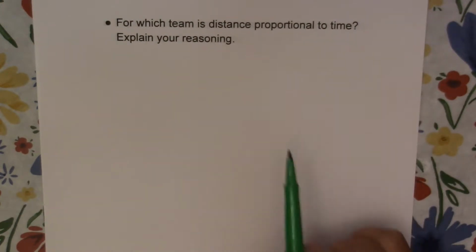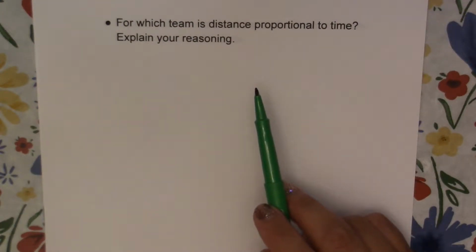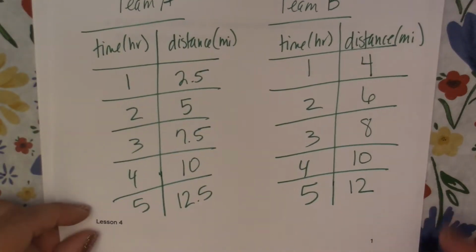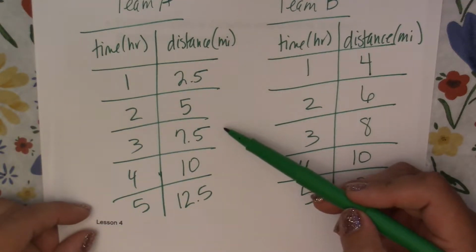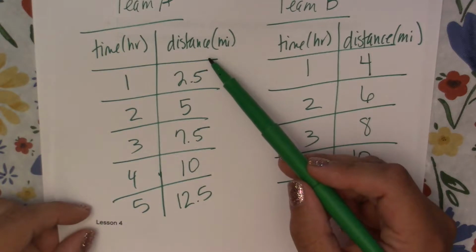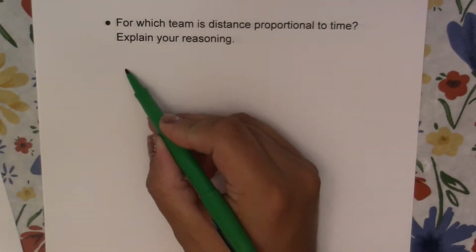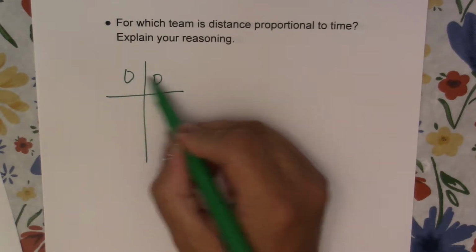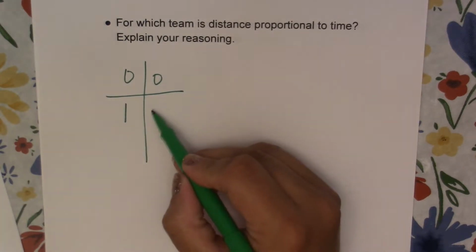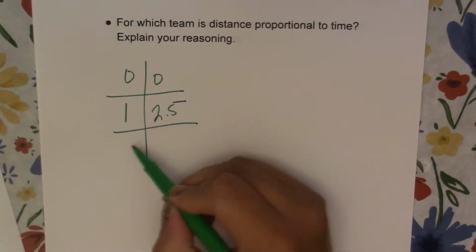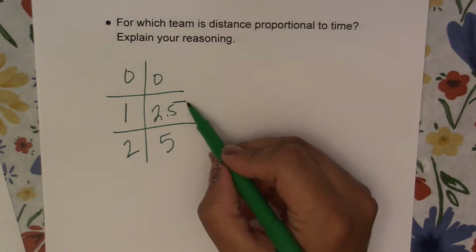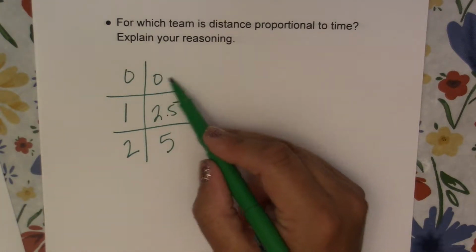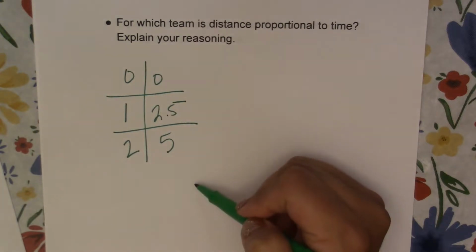All right, our next question. For which team is distance proportional to time? So if we're looking at our tables, some key things we need to look for are that they increase at a constant rate. So if we notice on team A, if they were to start at 0, 0, we're going to add this on here, 0, 0. So that would be the very start of the race. They're standing at the starting line. After the first hour, they go to a total of 2.5 miles. And then the second hour, they go another 2.5, so a total of 5 miles. So notice how this increases at a constant rate each time, starting at 0, plus 2.5, plus 2.5, plus 2.5.